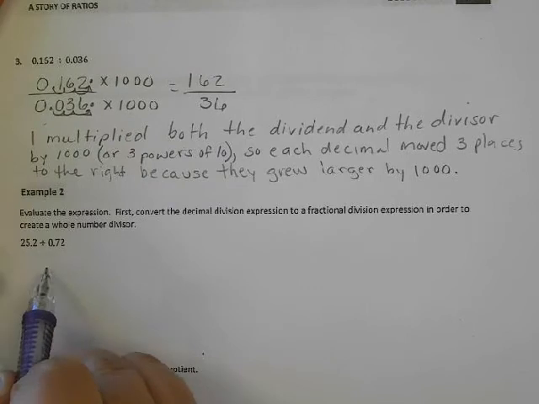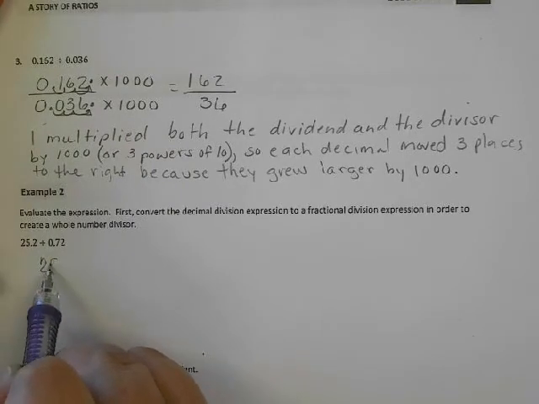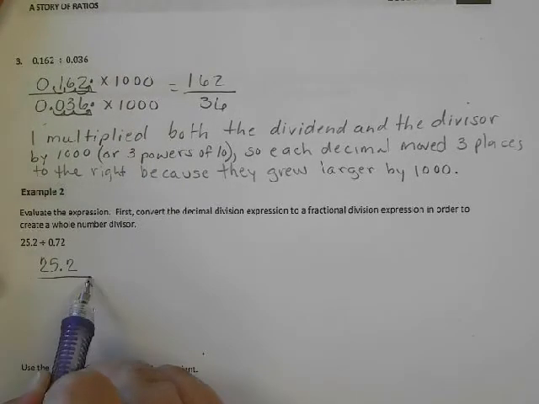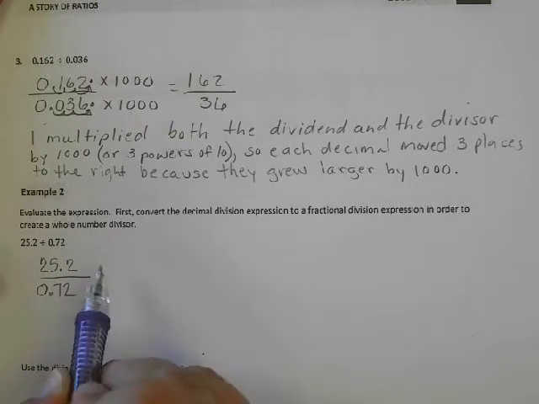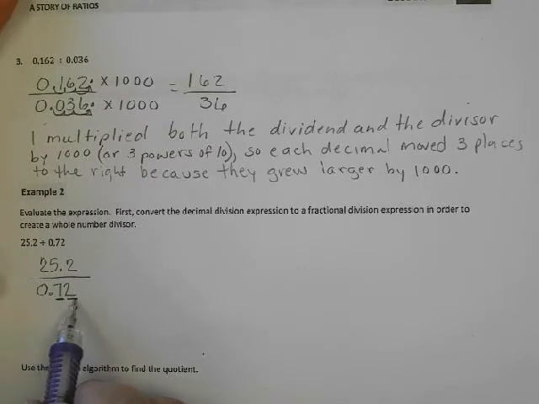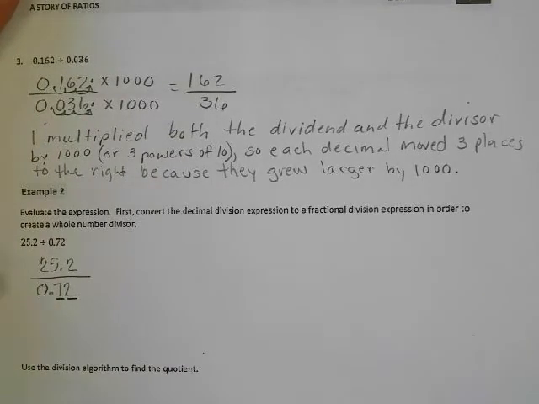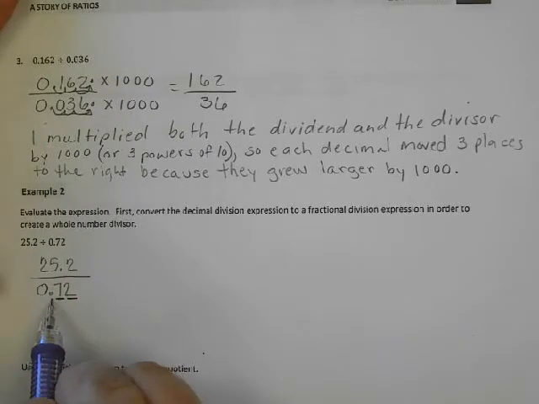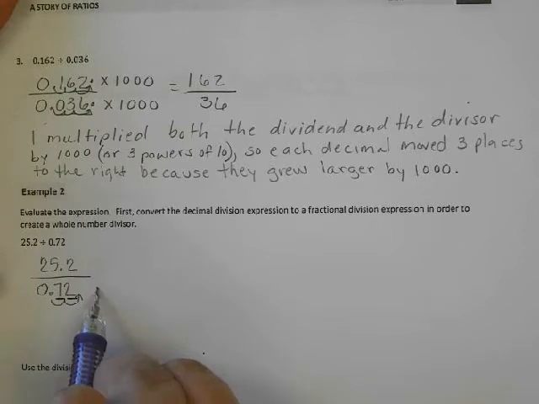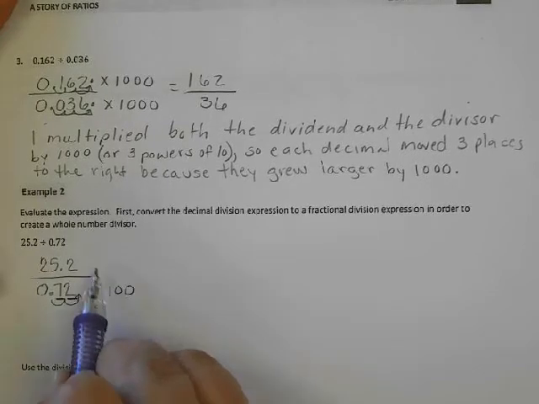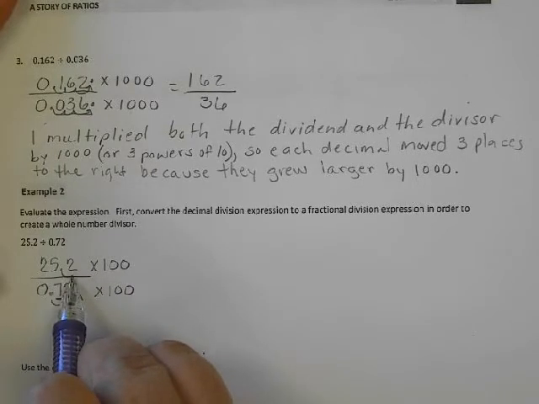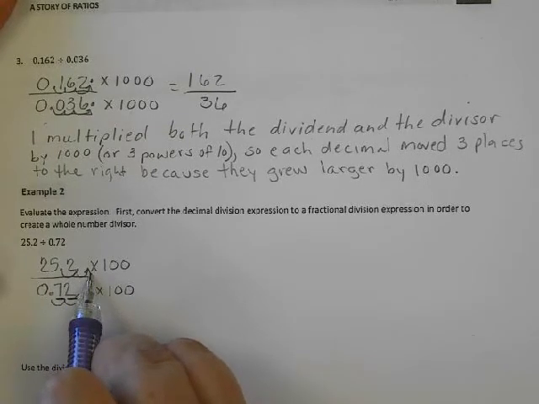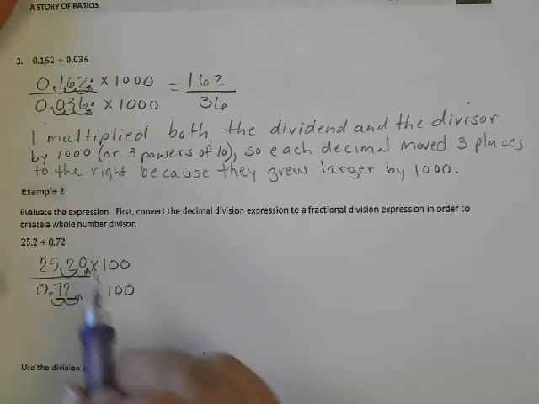So the very first thing I'm going to do is put 25 2/10 over 72/10. Because I have 2 numbers behind my decimal in my denominator, then I know I'm going to have to move it 2 places. So that's going to be times 100. Whatever I do to the bottom, I do to the top. So I have to move it 1, 2. And notice there's an empty space, so I'm going to fill that with a 0.